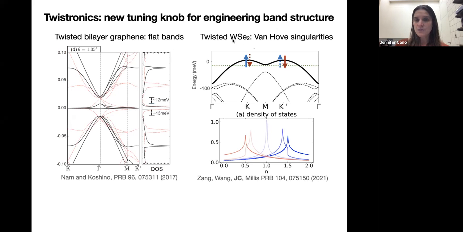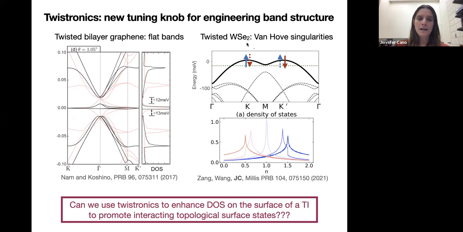Another example is the twisted transition metal dichalcogenides like tungsten diselenide. Here you don't get flat bands, but you get Van Hove singularities, and these Van Hove singularities also have a very strong effective Coulomb interaction. So we might ask then, can we apply twistronics in order to enhance the density of states on the surface of a topological insulator, thereby being able to realize spontaneous symmetry breaking on the surface?